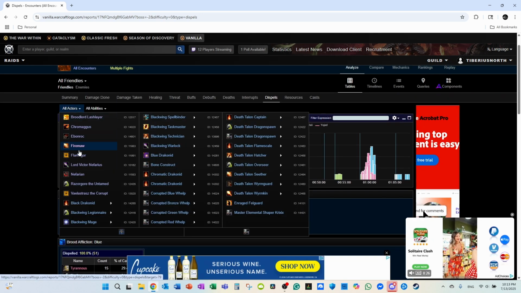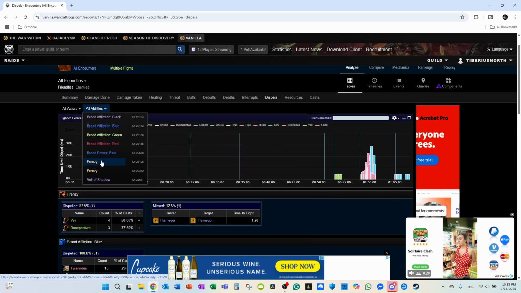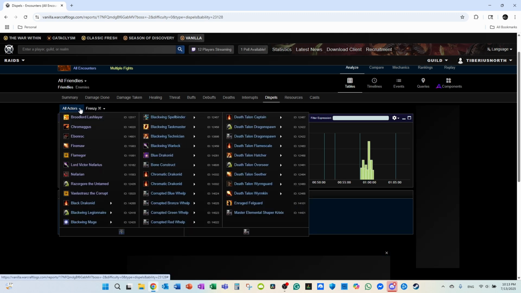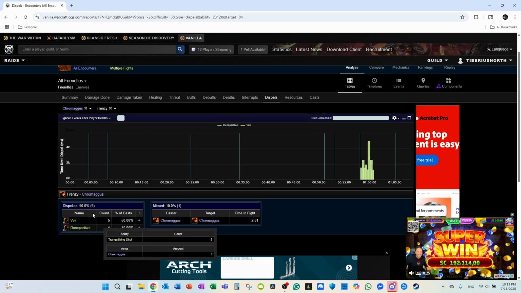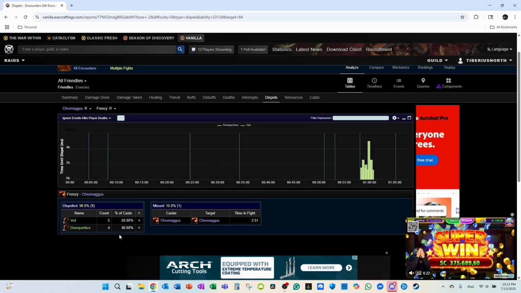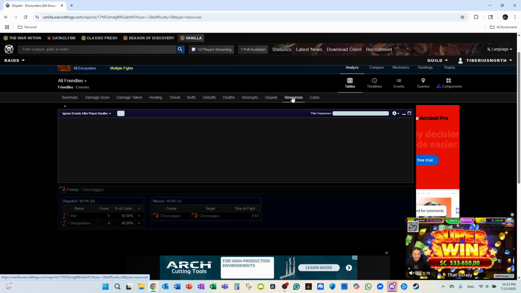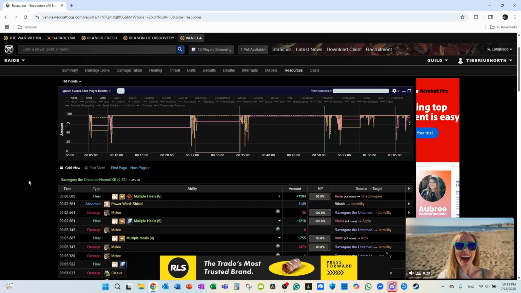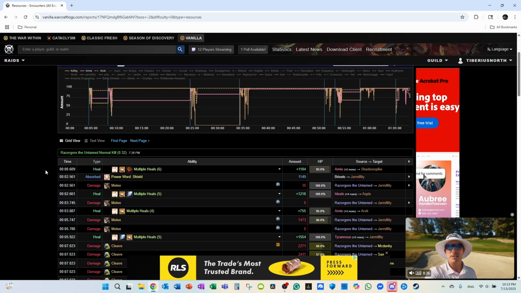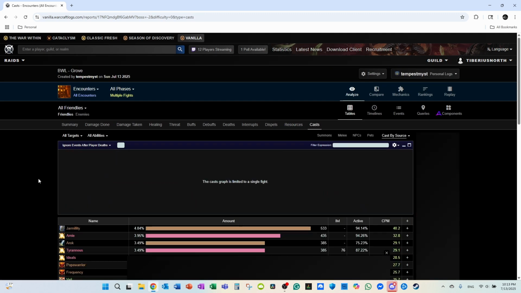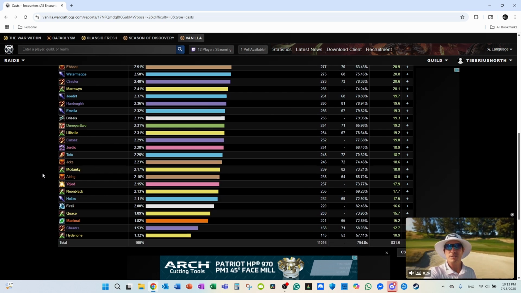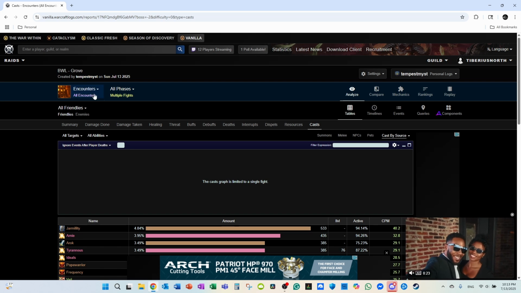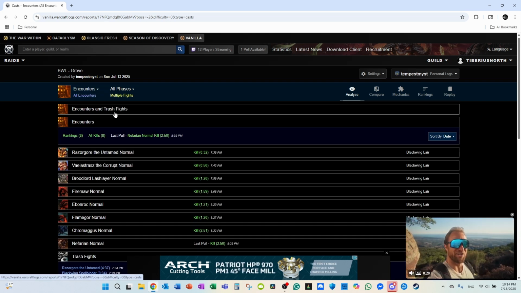And then you can also filter for different mobs, bosses and mobs. And you can filter for abilities. Let's say you only want to look at Frenzy for Chromagus. And here you can see Tranquility Shot by the hunters. And you can go to resources. Again, more information. Casts. So there's way more to this than what I've shown right now.